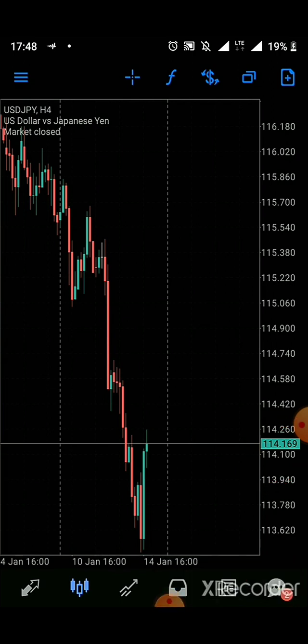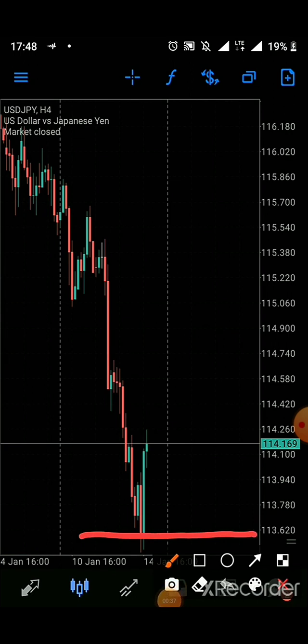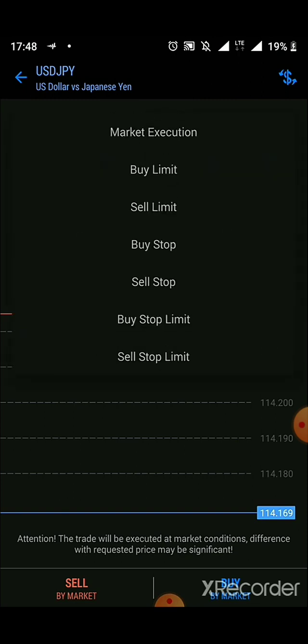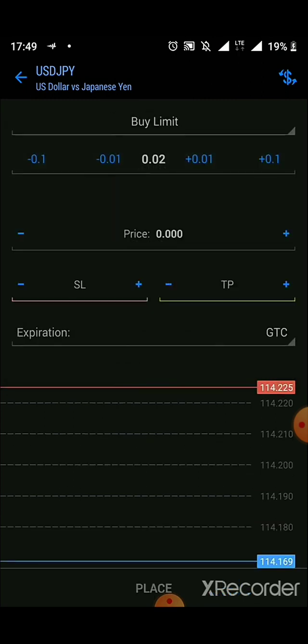Placing orders, you can decide to buy when the price rallies down to this level of support. So what you are going to be placing here is your buy limit. All you simply do is go to your execution, hit your execution button at the top right, go to your buy limit, then enter the price.